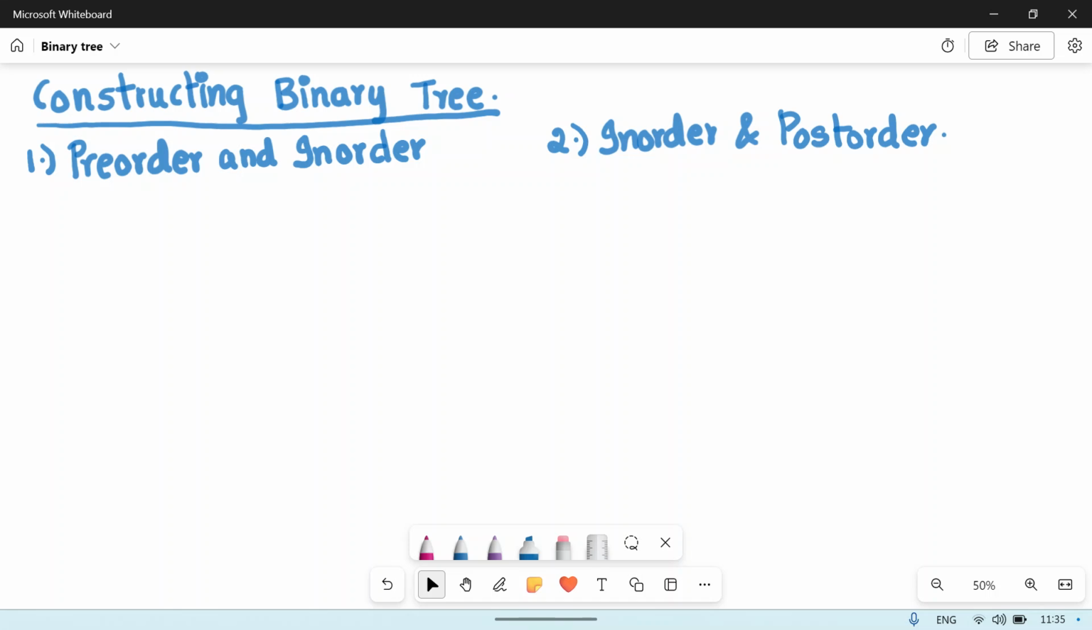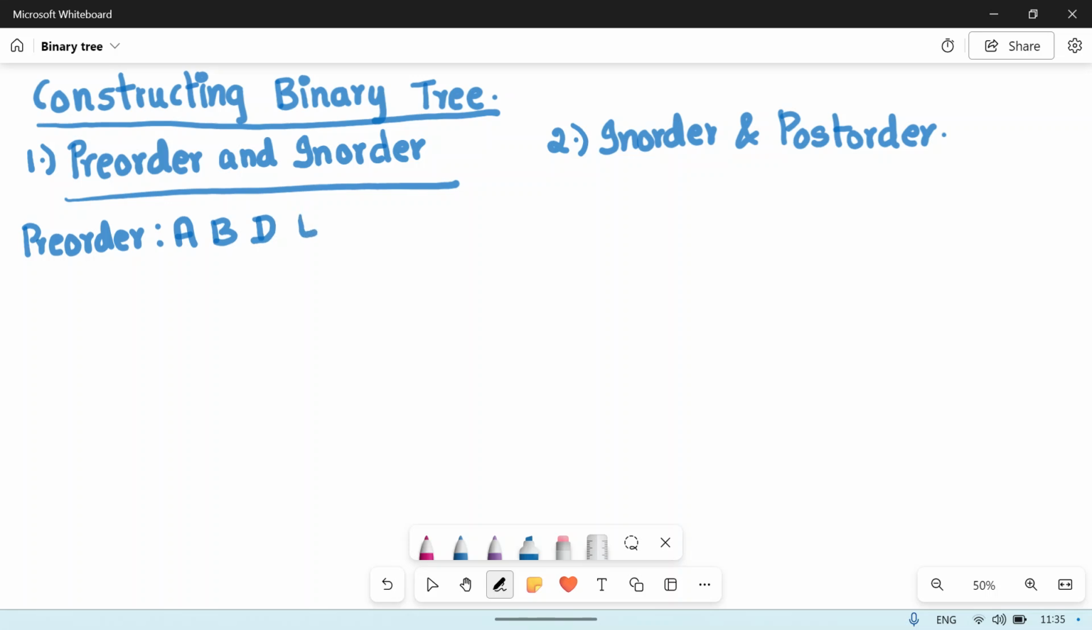So first one is you have to use inorder and preorder. The other one is inorder and postorder traversal. So we'll do this method first. Let me write the preorder. The preorder is A, B, D, E, C, F and G. This is my preorder and I will also write the inorder. So it is D, B, E, A, F, C, G. So this is the inorder and preorder.